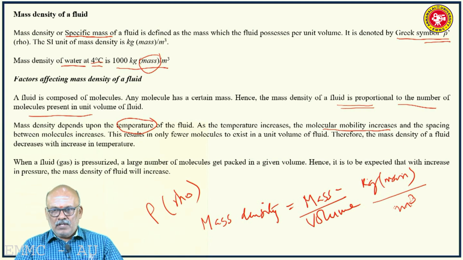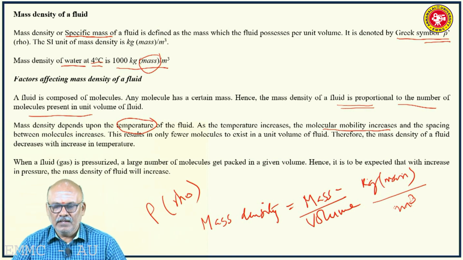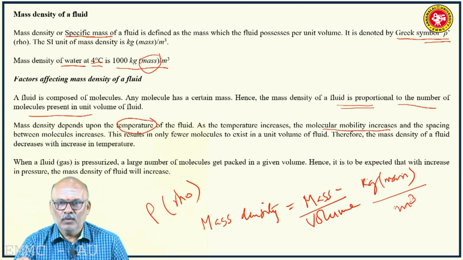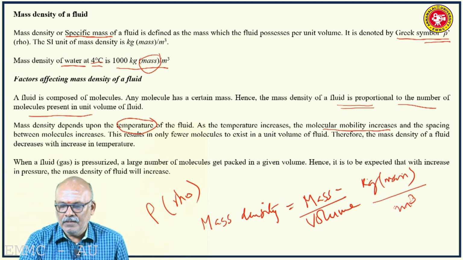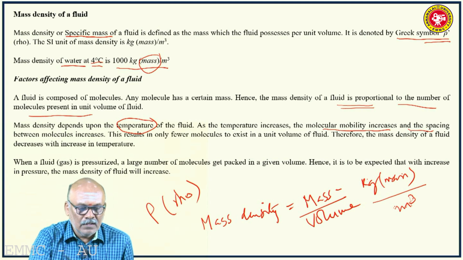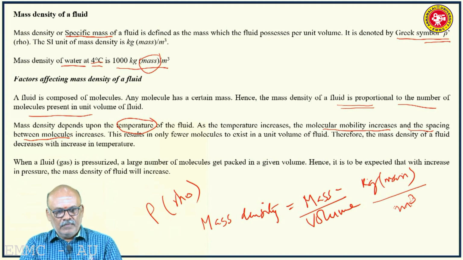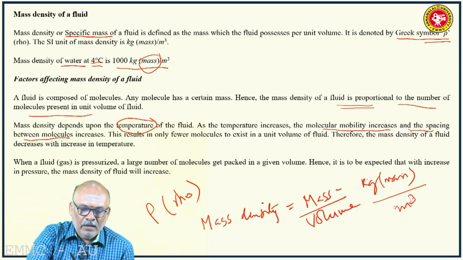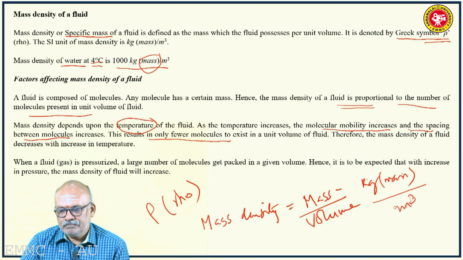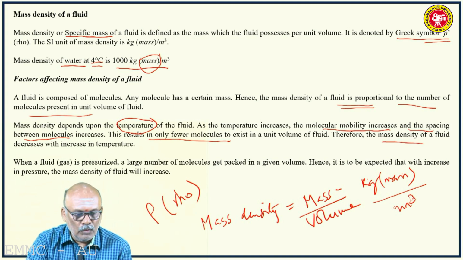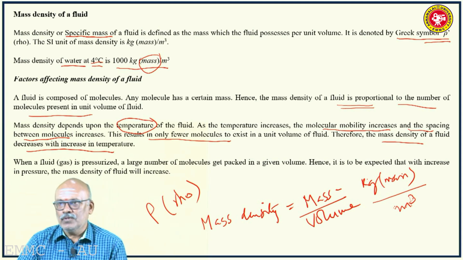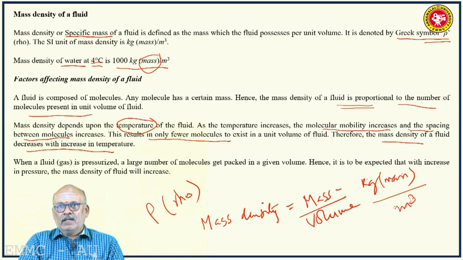So when you increase the temperature of the fluid system, the molecules become active, the molecular activity increases, and the molecules have more freedom to move from one place to another. Therefore, it disturbs the spacing between the molecules. When the molecules are free to move, the spacing increases. So in unit volume, there are only fewer molecules of fluid, and therefore the mass density of a fluid decreases with increase in temperature. Suppose I ask a question, you state the reasoning for the decrease in mass density with increase in temperature.